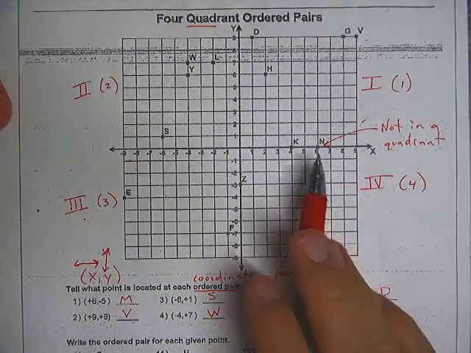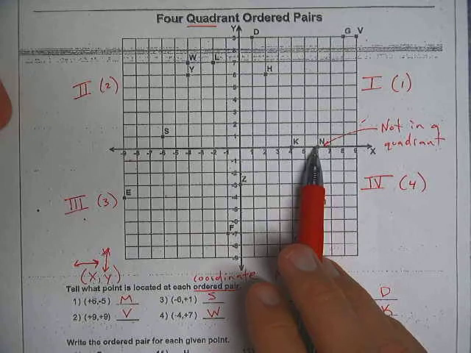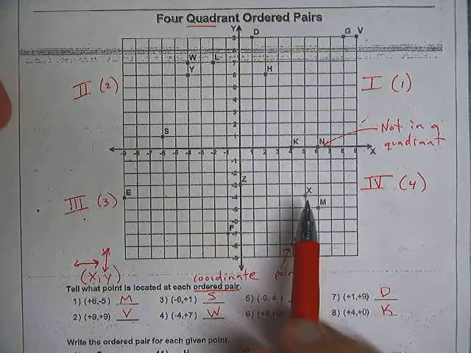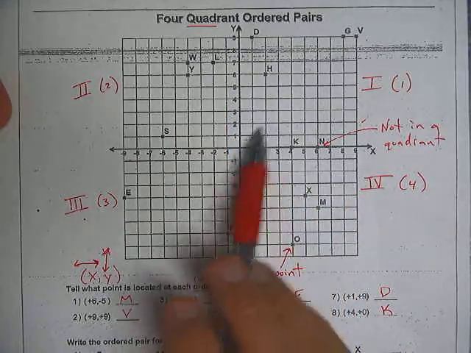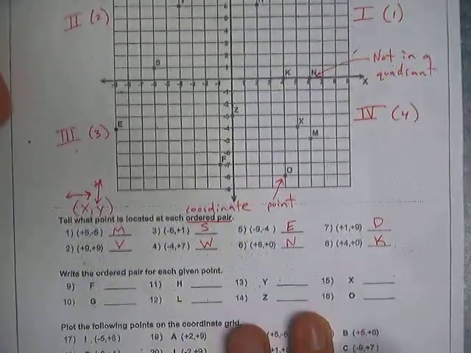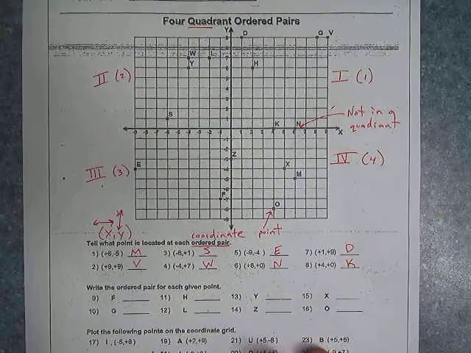Not in a quadrant. Okay? It is on an axis. So you could tell me it's on the x-axis, but if I say what quadrant, you say not in a quadrant or none. Don't tell me that it's in 1 and 4. It's not in both of them. It's actually in neither one. So if it's on the axis, it's not in a quadrant. It has to be fully inside the square to be in a quadrant.